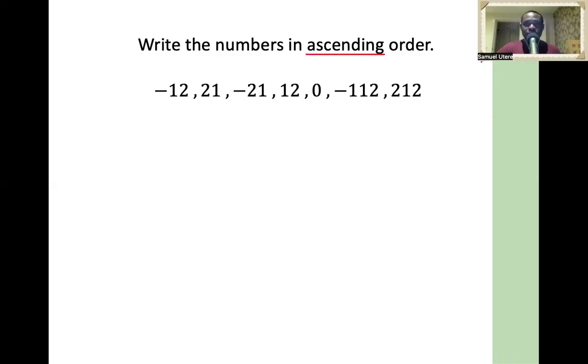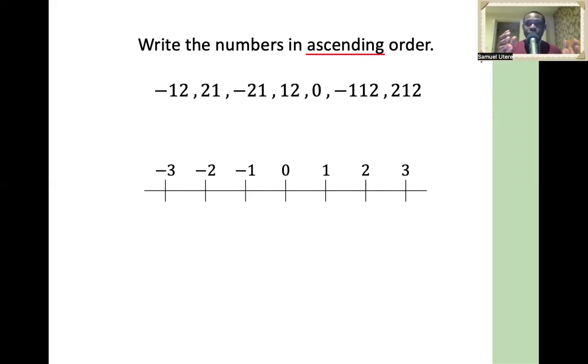So let's start with the smallest. Thinking about our number line, we know that all the positive numbers are bigger than the negative numbers. So let's start arranging the negative numbers. Remember that the further left you go on the number line, the smaller the numbers. Negative 21 has to be furthest to the left, and the next one is negative 12.